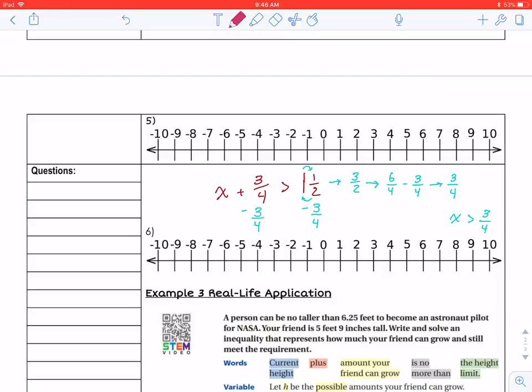So I'm going to go ahead and demonstrate what that would look like. I'm going to find 3/4, which I know is going to be between 0 and 1, kind of closer to the 1 than it is to the 0. And then I'm going to use an open circle because 3/4 itself is not part of the solution. So I'm going to use an open circle, and then x is all values greater than 3/4. So I'm going to move it over here to the right. And so that would be what all my values of x look like after we solved for x.